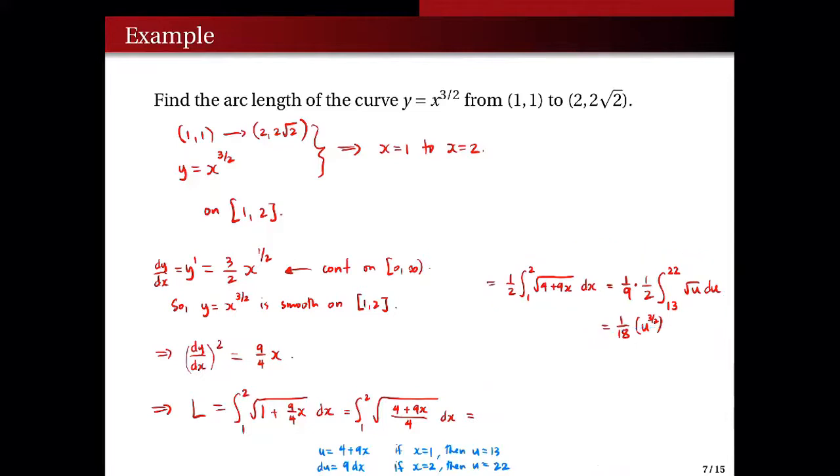So from here, we bring it up here. So anyway, this guy here, we will have 1 over 18 times u raised to 3 halves over 3 halves. Then here we evaluate from 13 up to 22. Okay?